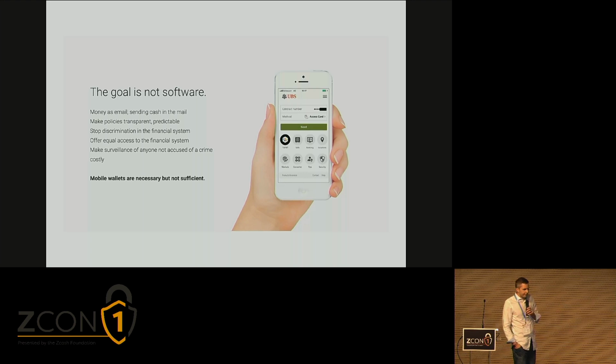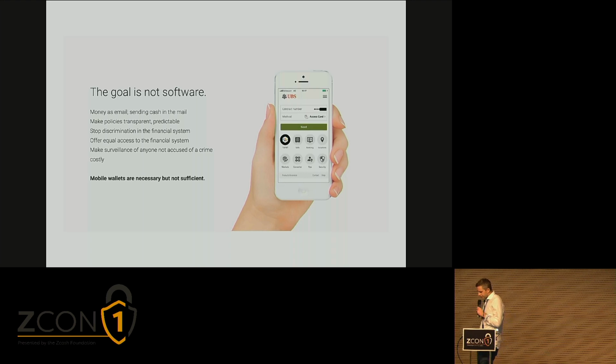I want to make monetary policy transparent and predictable. And I think it's really important to stop discrimination in the financial system. So what I'm talking about here is some level of fairness in money. And part of that fairness is equal access to the financial system. So most people today around the world don't have equal access to good money, let's say. In some cases, they have access to very little money or even just barter. And so I think we have the technology now to change that.